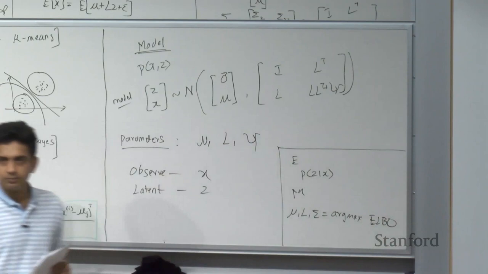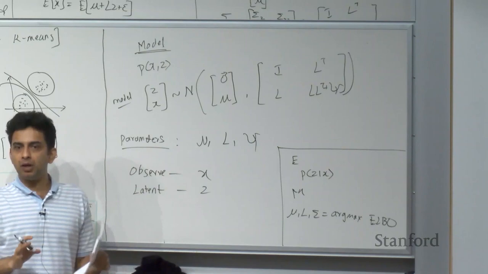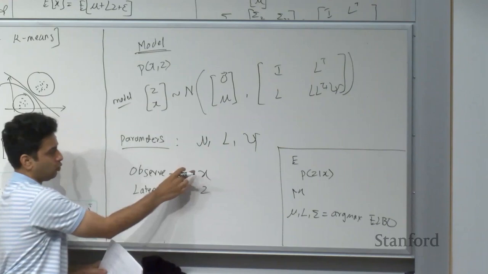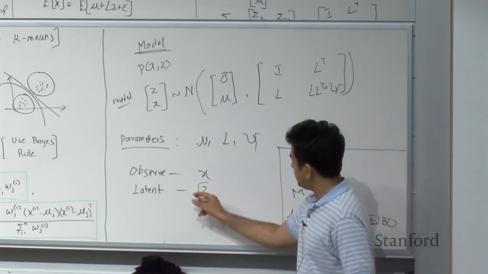Right? So this is going to be the high level flow of what we're going to do next. And this recipe is the same for any kind of latent variable model that we want to solve using EM. First, get clarity on the full model of the joint distribution. Identify what the parameters are, what the evidence is, what the latent variable is, and then figure out the E step and the M step. In the E step, reestimate the latent variables, and in the M step, reestimate the parameters.